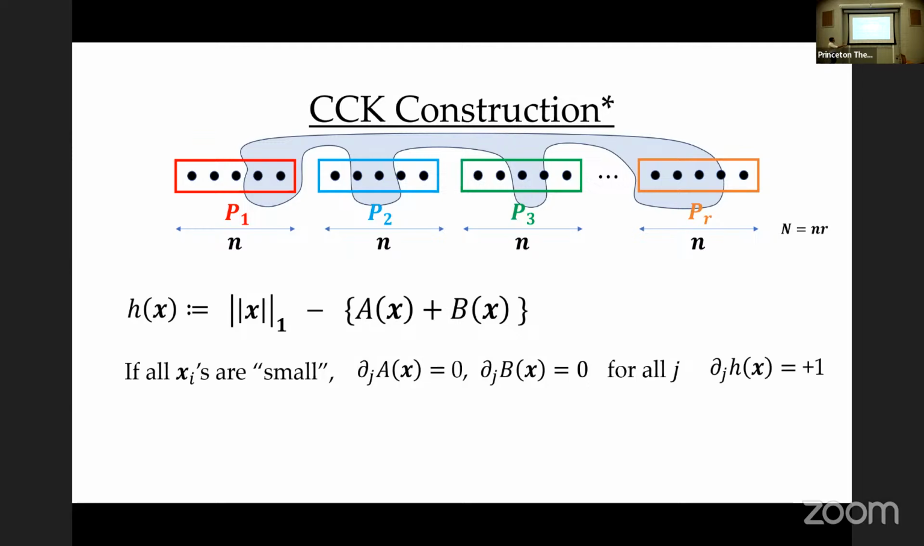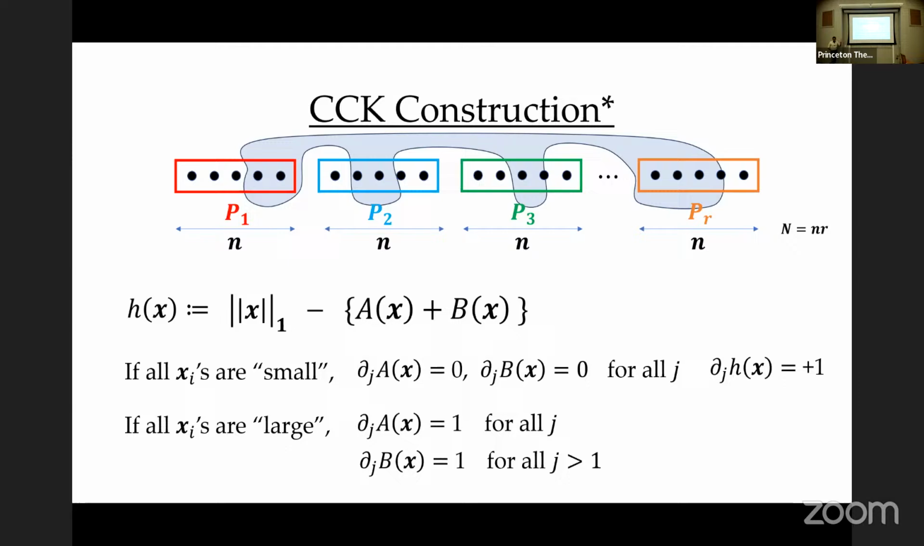What that means is that the cardinality will always increase when I add an element, so the marginal of H is going to be plus 1, and the derivatives of A and B will be 0. This means that when I take very few elements, H behaves as a linear function. It just keeps growing as I put in more elements, when all the xi's are small. When all the xi's are large, I want the derivative of A to be 1 for every j. So no matter what element I add, A should grow. But B skips a beat. For the first few elements, B does not increase if I add one more element. Anything from P2 to PR I add, B increases. The first one it leaves out.